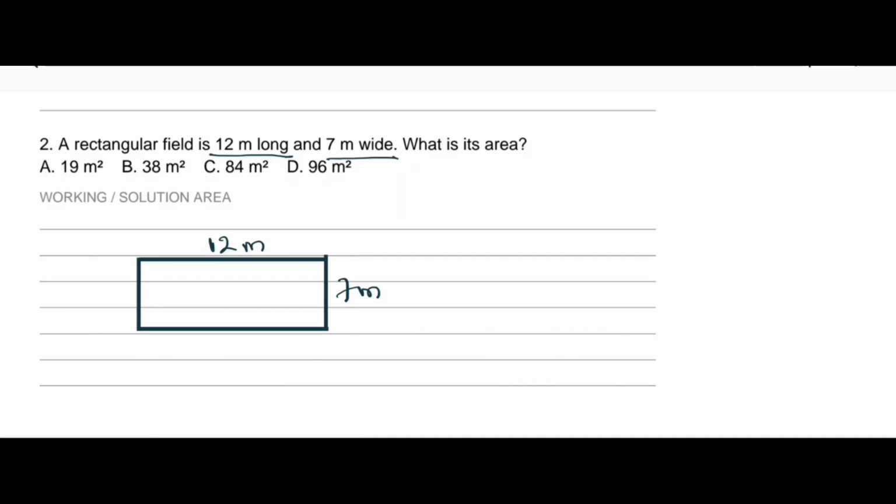Now, what is the area? This is the formula for the area of a rectangle. Area is equal to length times width. So the area is 12 times 7. What is 12 times 7? 12 times 7 is 84. So the area of this rectangle with the length 12 meters and width 7 meters is 84 meters squared.